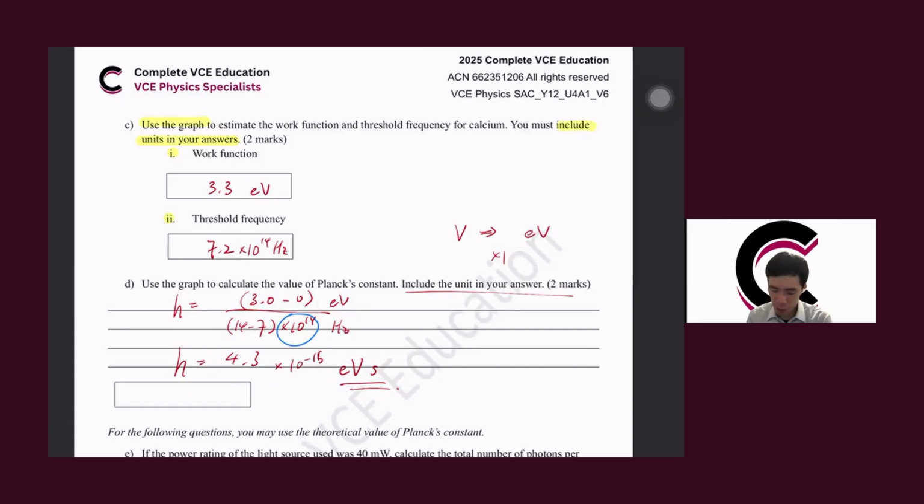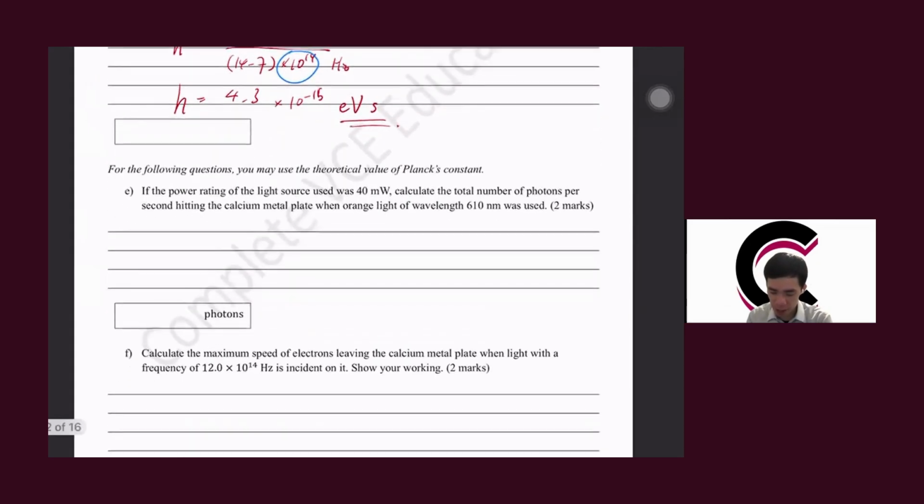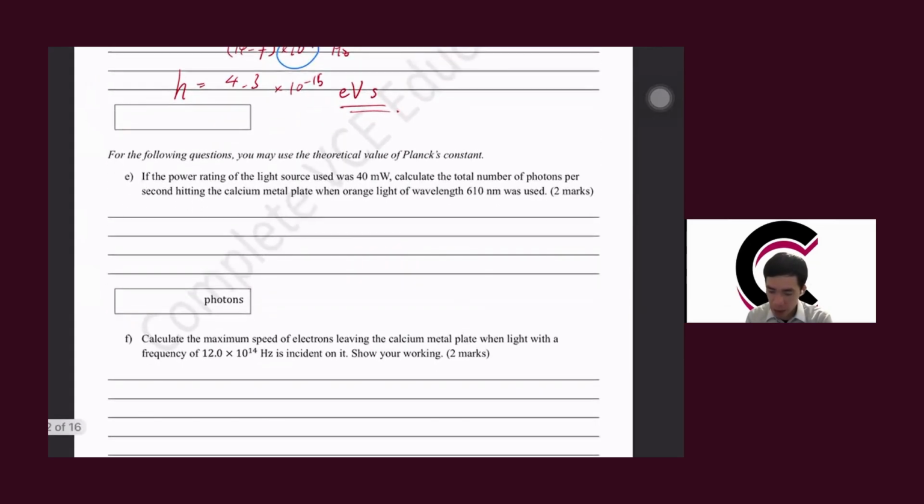Okay, two more questions to go for this question. This big one: if the power rating is 40 megawatts, find the total number of photons per second, which is quite similar to the equation we talked about. You can actually write this down, that P equals NHF over the time.